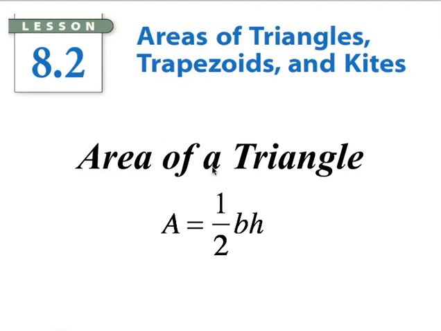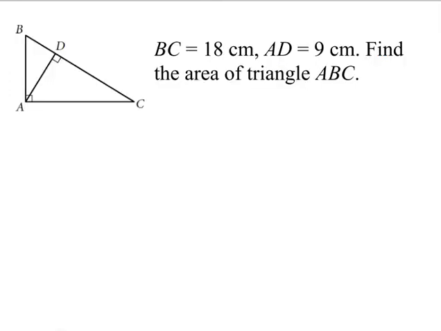Trapezoids and kites. First of all, this first one you should already know: the area of a triangle. Should be pretty straightforward. In this diagram, BC is 18 centimeters, AD is 9 centimeters. Find the area of triangle ABC. To find the area of a triangle, the height needs to be the perpendicular distance. So in this case, the height has to be the 9. And that'll work. Our base in this case is 18.